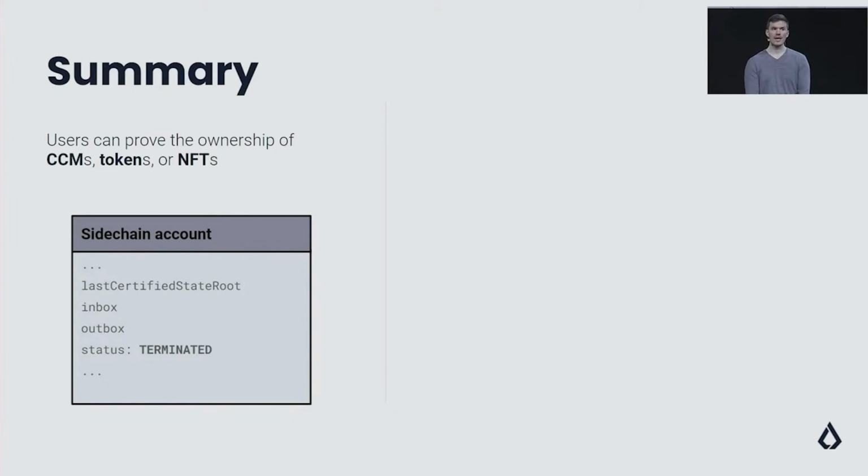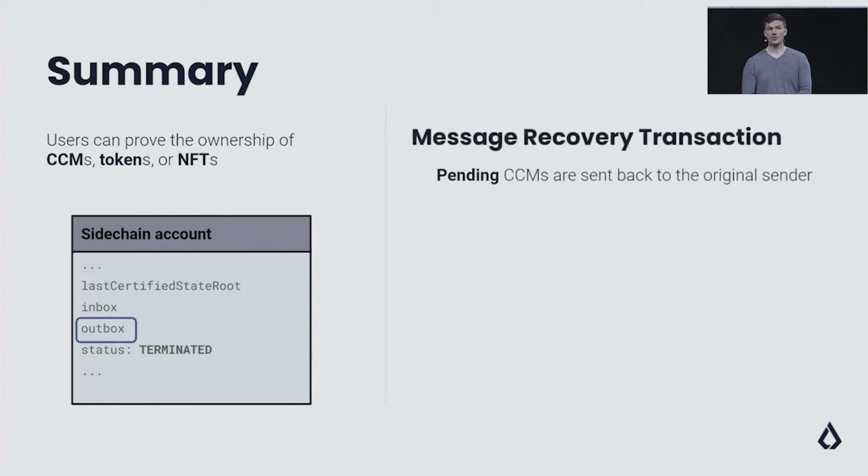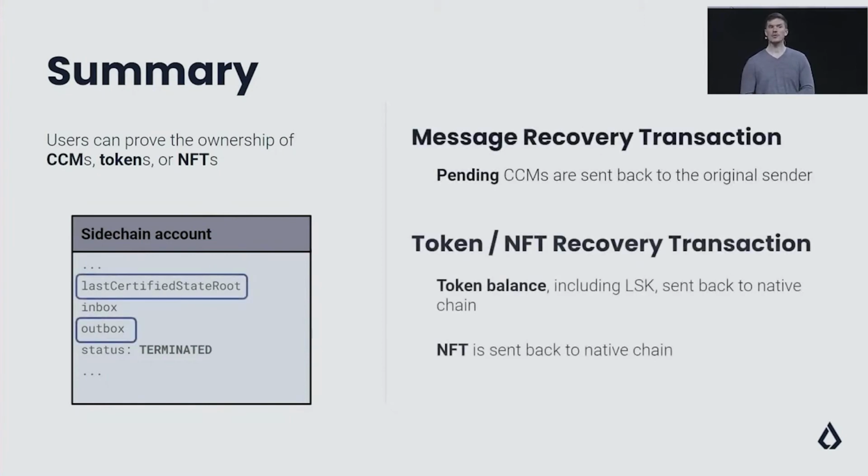All right, and so to summarize, we introduced those message recovery transactions and those token recovery transactions. The messages are recovered from the sidechain outbox, and the tokens are recovered from the last certified state root in the sidechain account from the main chain. This is purely a main chain process. It's totally trustless, totally secure. And in this regard, even if a sidechain is terminated, nobody will lose their tokens.